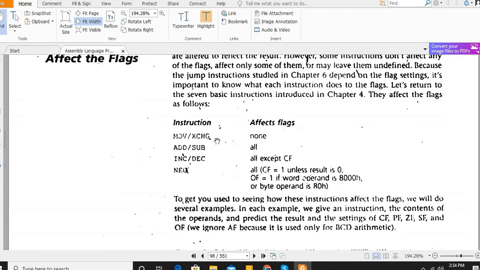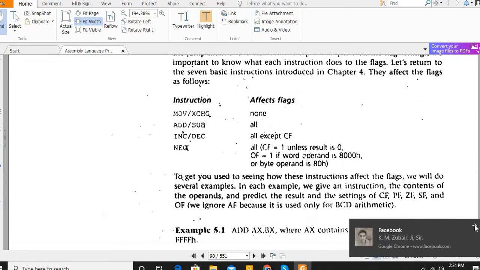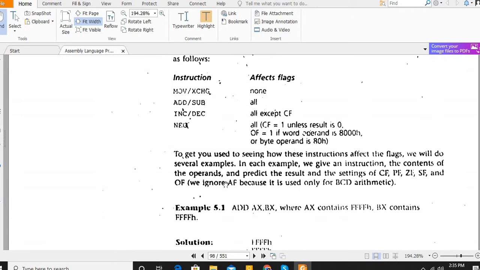If it is move or exchange, then none of the flags will be affected, but when your operation is add or subtract, then all the flags will be affected. If it is increment or decrement operations, all the flags will be affected except the carry flag. And for the negate operation, all the flags will be affected also, and CF will be 1 unless the result is 0.